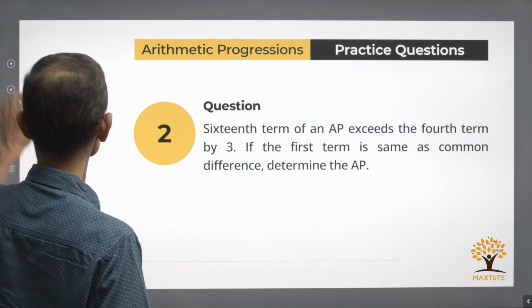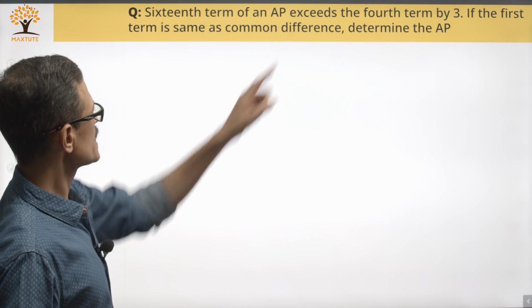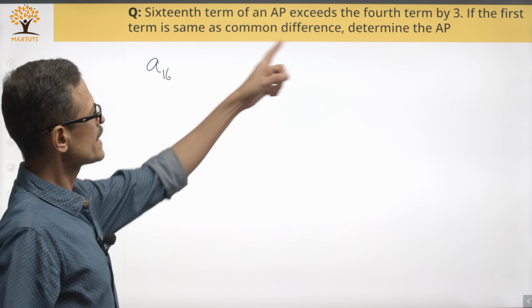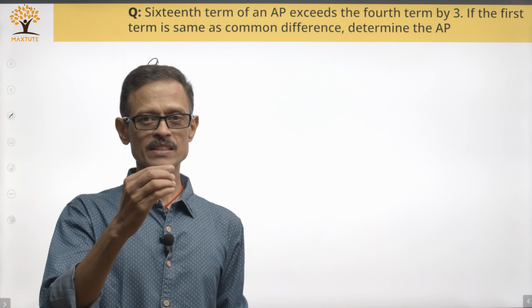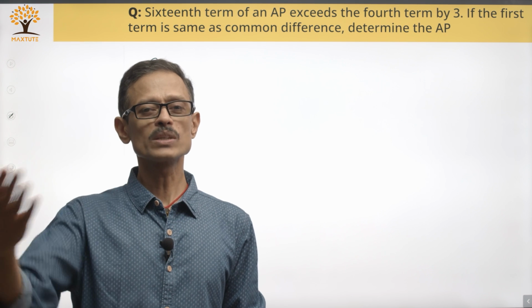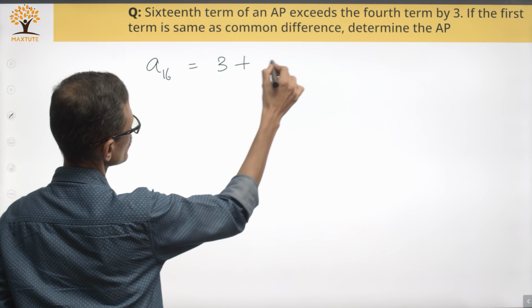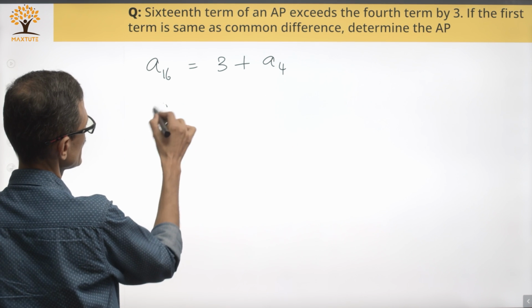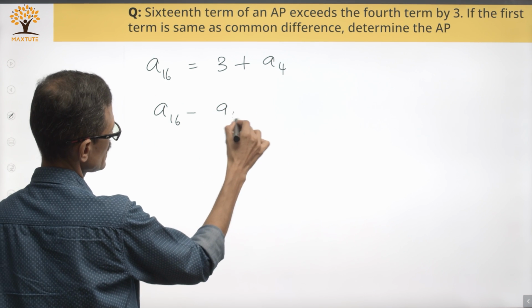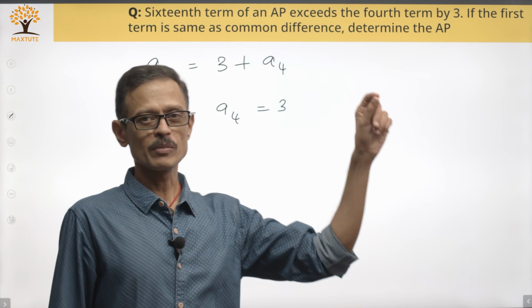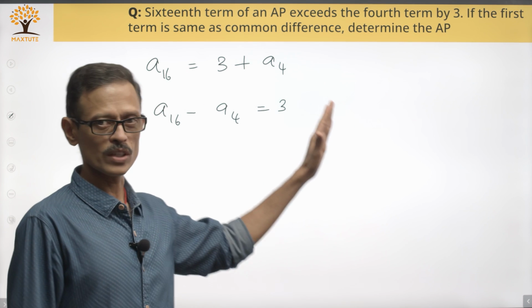Let's get started. Let's decode the first statement. 16th term of an AP, let's say that is A16, exceeds the 4th term by 3, which means that the 16th term is 3 more than the 4th term. So the 16th term is equal to 3 more than the 4th term, or we can rewrite it as A16 minus A4 is equal to 3. Let's pick the second piece of information after we make sense out of this.